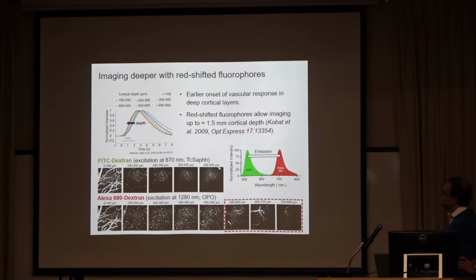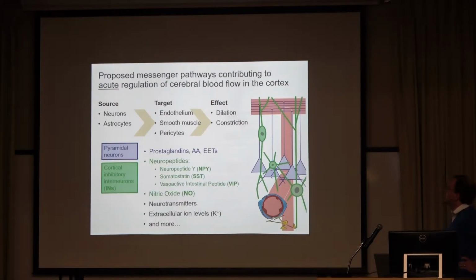You can see a loss of contrast at about 500 micrometers. And the same preparation imaged with Alexa 680 gains you a couple of 100 micrometers more of imaging depth, which allows you to do functional studies like this throughout a large depth of cortex. But back to neurovascular coupling.